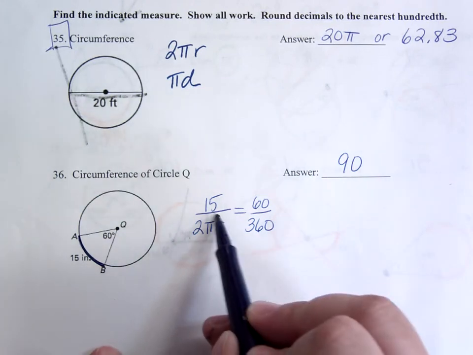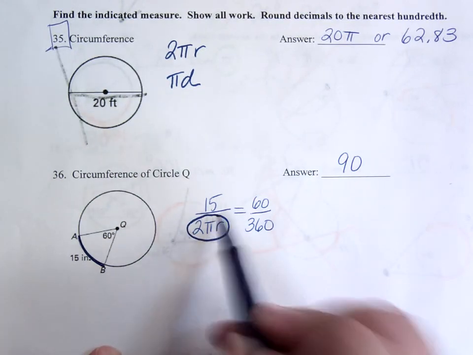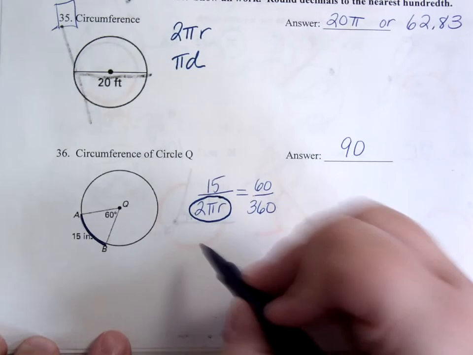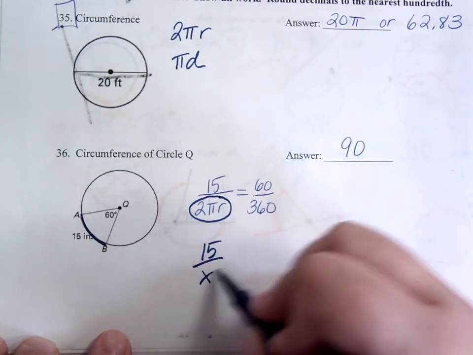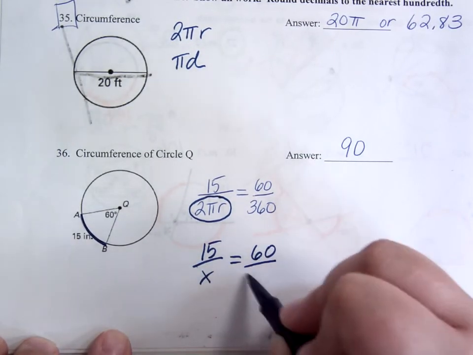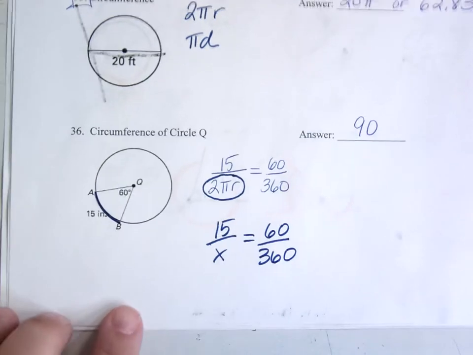Since the whole circumference is what we're looking for, not just the radius, that whole thing can be my x. So 15 over x equals 60 over 360. And then you cross multiply and solve.